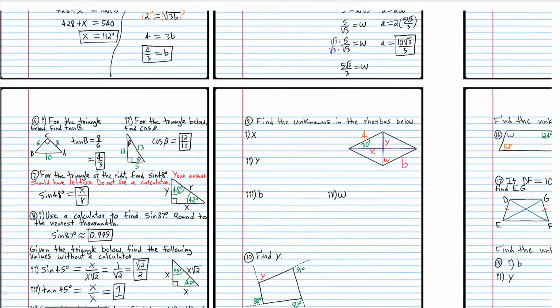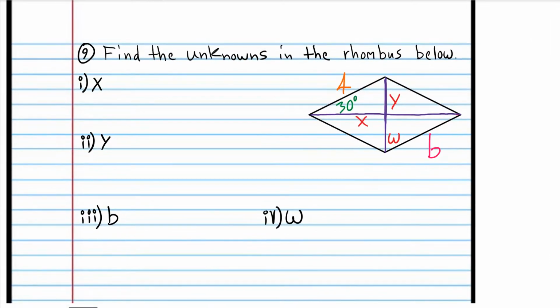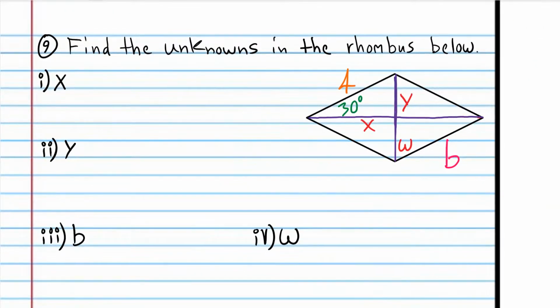On to number 9. It says, find the unknowns in the rhombus below. So we're told that this is a rhombus. And remember, a rhombus is a quadrilateral that has congruent sides. All the sides are the same length. This side, this side, this side, and this side. All 4 of them have the same length. So remember, a square is a rhombus, for example. But you also might have something that looks kind of like a diamond shape.